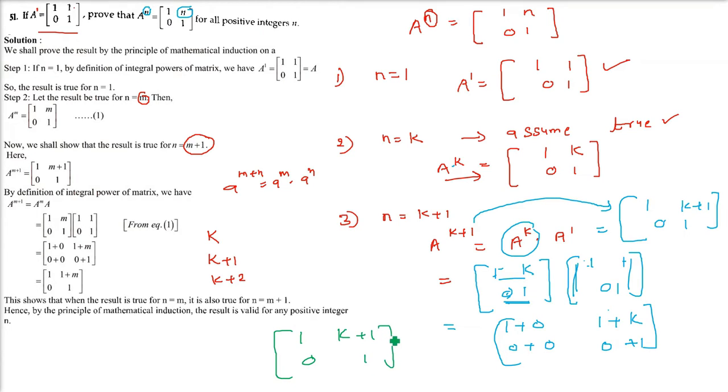So as I told you, it should come out like this. We assumed that it is true for n equals k, and it is true for n equals k plus 1. So by the principle of mathematical induction, this is true for every positive integer n.